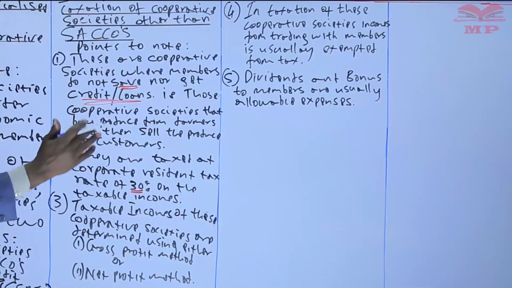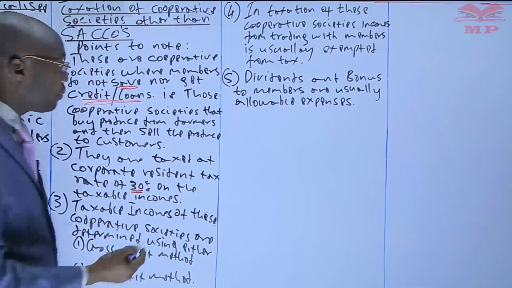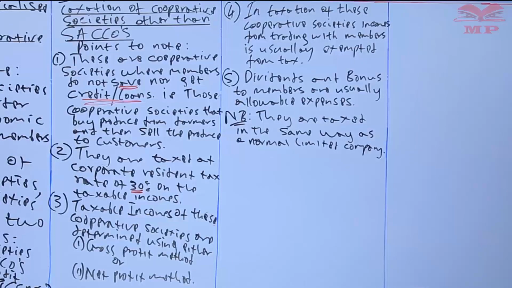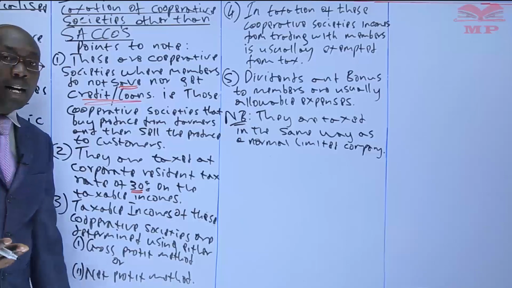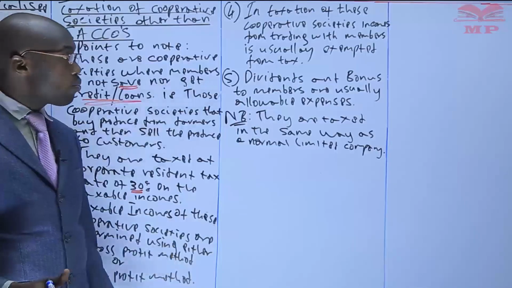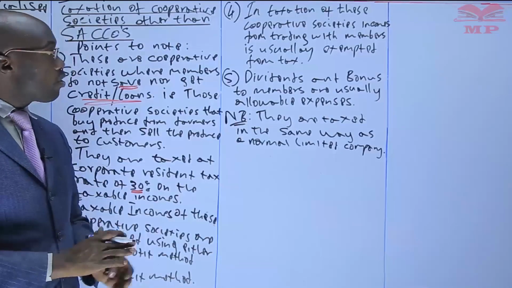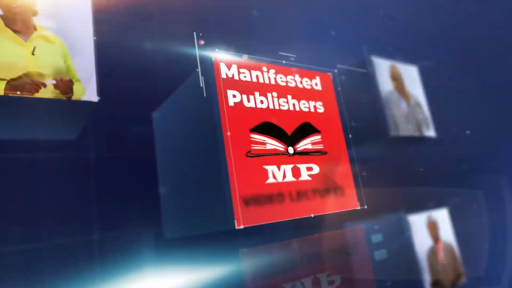Now, this is what you need to know about the taxation of the cooperative societies. Maybe I can add just one more point, but it's a note. It is an important point that you need to note: when you're taxing this cooperative society, we tax them in the same way as a limited company, just the way we normally tax a limited company, with the exemption of what we have talked about, especially these two points, where income from members is usually not taxable. Dividend and bonuses to members are usually an allowable expense, which is against what we do in the normal company. So that is now the end of the taxation of the cooperative society other than SACCOs.